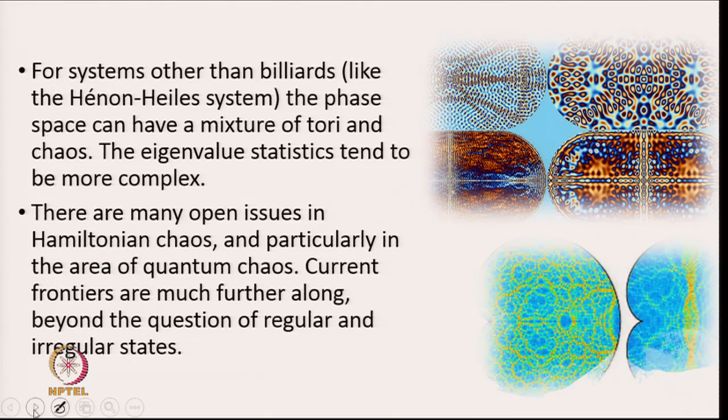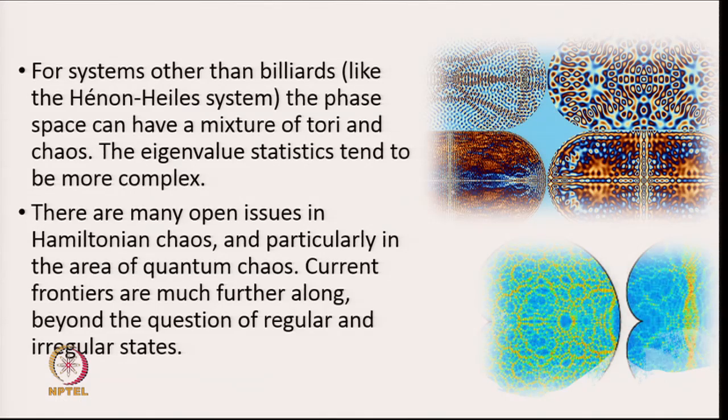For systems other than billiards, like Henon and Heiles, the phase space can have a mixture of tori and chaos, and the statistics tend to be more complex, but it's quite understood in which way they are more complex. Now, this is a subject which has really progressed way beyond where it started out in the 70s and 80s, and people have looked at the eigenfunctions, the nature of the eigenfunctions in different kinds of chaotic billiards. Here are just some images taken from the web on that.